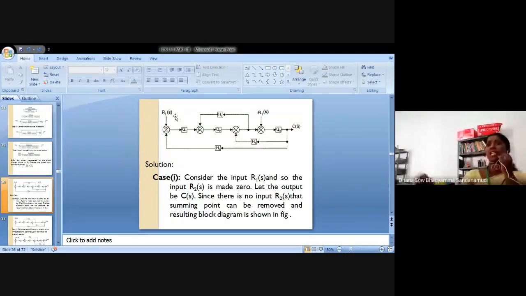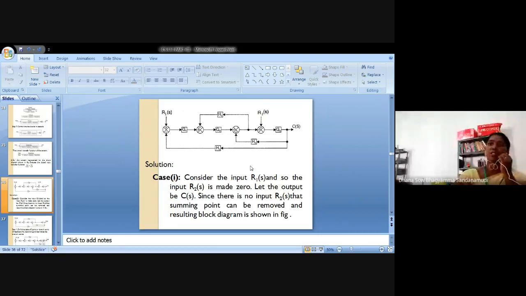But here two inputs are there. So for analysis purpose, we will assume one input to be 0, just an assumption for analysis purpose. We will assume R2 as 0, and only R1 and C of S are existing. So for that we will solve the block diagram to determine the overall transfer function. One more assumption is we will assume R1 is 0 for the R2 input and C of S output, and determine the overall transfer function.